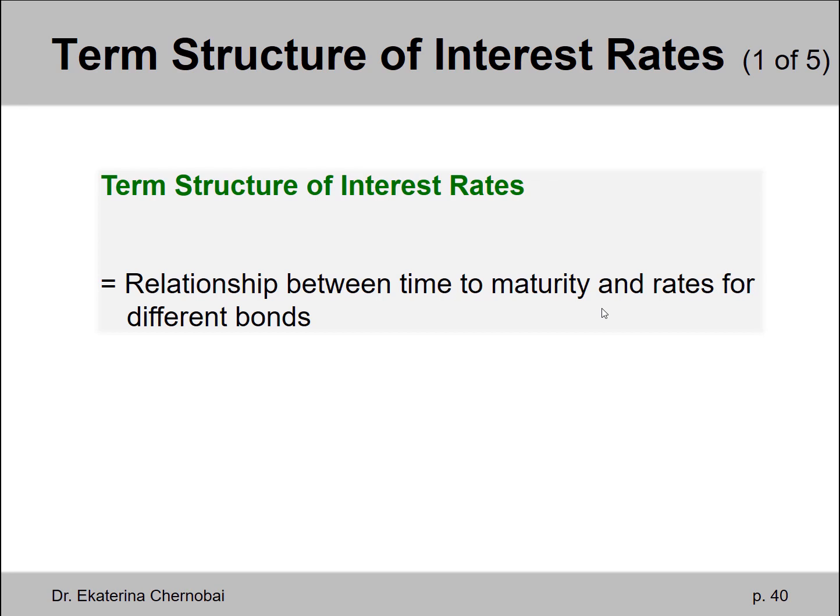And the last topic in chapter 7 on bonds is related to called term structure of interest rates. So let's recall what we had so far in chapter 7 on bonds. We looked at what bonds are. It's basically a way to borrow money. A company can borrow money by selling bonds, or a government can borrow money by selling bonds. We looked at how to calculate bond value.